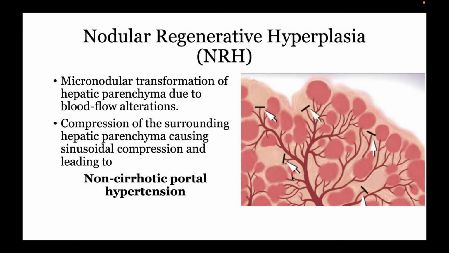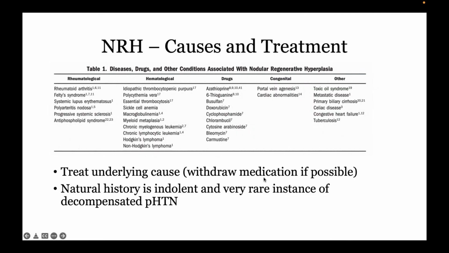It's really the micronodular transformation of the hepatic parenchyma, and this is mainly due to blood flow alterations. The blood flow to the liver can be altered, and you end up with these nodules throughout the liver. Important, this is not cirrhosis, but because it causes compression of the surrounding parenchyma, these nodules start causing compression of the sinusoids. It can cause essentially an intrasinusoidal portal hypertension, and this is what we call non-cirrhotic portal hypertension.